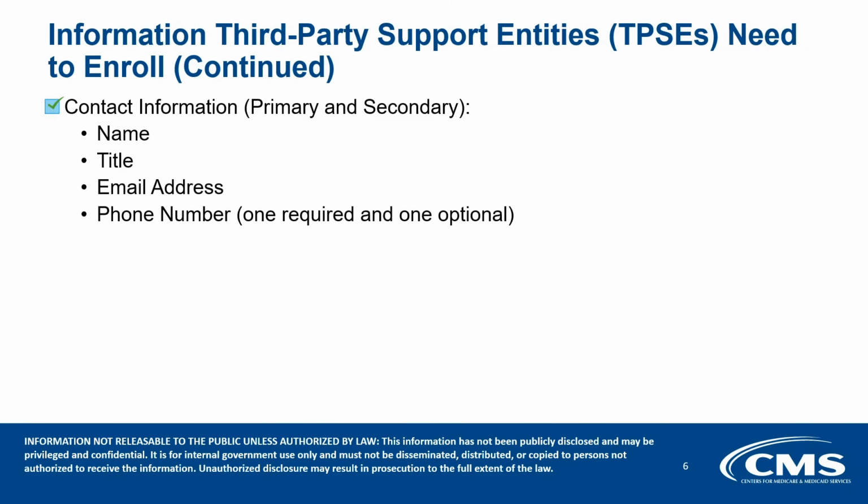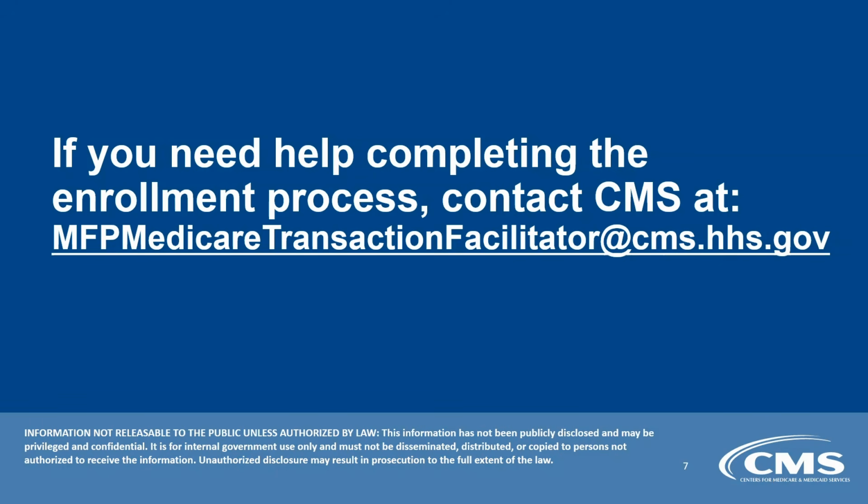Also, you will need the contact information for your primary and secondary contacts: name, title, email address, and phone number. If you need help at any time during this process completing the enrollment, please contact CMS at MFP Medicare Transaction Facilitator at cms.hhs.gov.